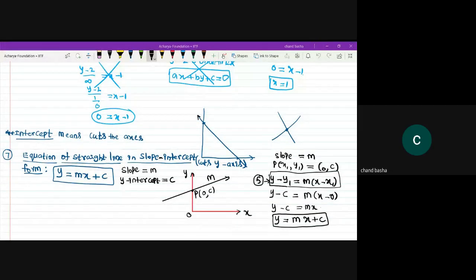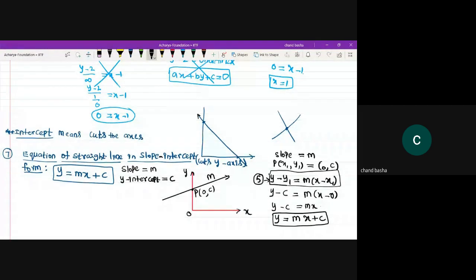Sir, here you took x1 as 0. Why can't we take x as 0? x is a variable; x1, y1 is a point. x and y are the coordinate axes. x1, y1 is a point in the coordinate plane. Okay, sir. You cannot take x and y as 0. x and y are the coordinate axes, and x1, y1 is a point on the plane.